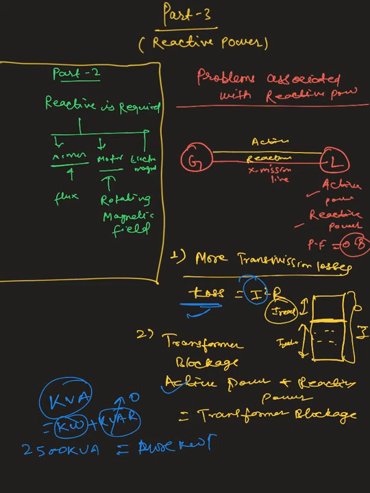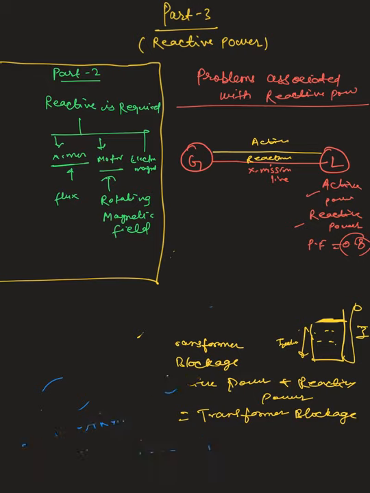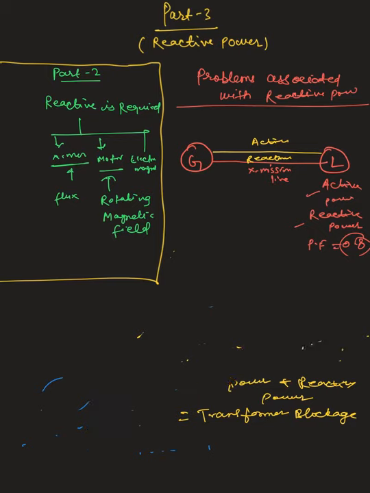Alright. The third problem is, let me erase it quickly and then we'll discuss more about it. I hope you have already noted it down. The first problem we discussed is the more transmission losses. The second problem that we discussed is transformer blockage, and the third problem we are going to discuss now.